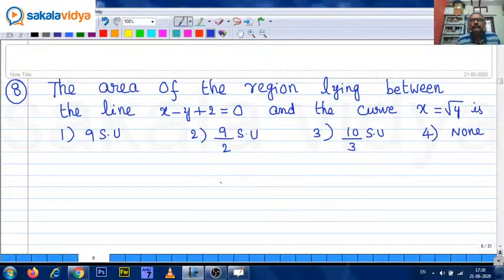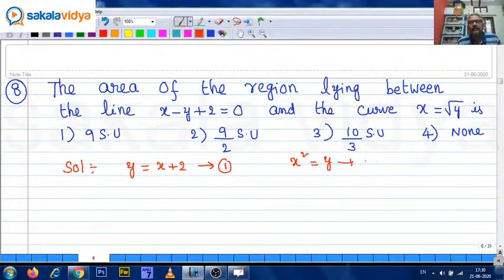Okay, now let us do it directly, no problem. Already we have done this. The line can be written as y equals x plus 2, equation 1. Squaring the curve, x square is equal to y, equation 2. Now the area is equal to, write down. So we need to solve for the point of intersection.